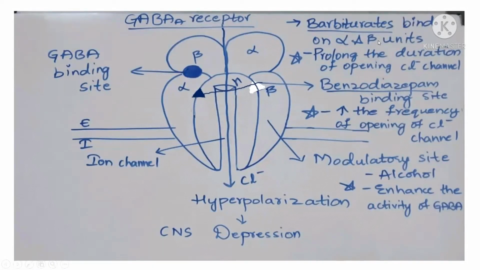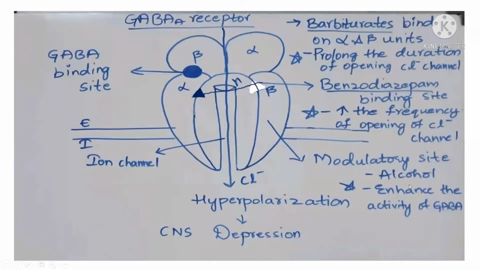Now we'll see the functions, the responses. When barbiturates bind, they prolong the duration of opening of chloride channels. Whereas benzodiazepine increases the frequency of opening of chloride channels. Barbiturates increase the duration of opening. Just remember these two points. Barbiturates bind directly on alpha and beta where the GABA binds, so there will be an increase in duration. Whereas the benzodiazepine site is at a different place, so it increases the number of times of opening of chloride channels.